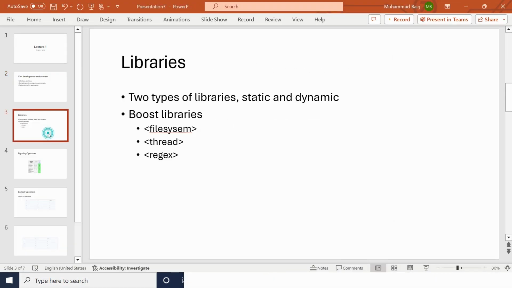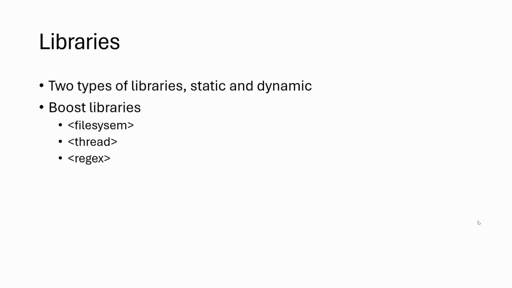Let's go back to the slides for a second. Now, I did talk about iostream, right? iostream is nothing but a library, and there are two types of libraries. There's a static library and there's a dynamic library. I'm not going to go into too much detail on that, you don't have to worry about it. But there are also these boost libraries. What is a boost library? I don't think you must have heard of it prior to this class.